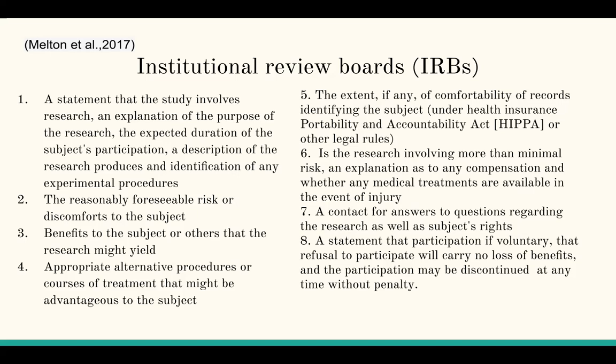Number 2, the reasonably foreseeable risks or discomforts to the subjects. 3, benefits to the subjects or others that the research might yield. 4, appropriate alternative procedures or courses of treatment that might be advantageous to the subject. 5, the extent of confidentiality of records identifying the subject. This is going to be under HIPAA or any other legal rules. 6, if the study involves more than minimal risk, an explanation as to any compensation and whether any medical treatments are available in the event of an injury.